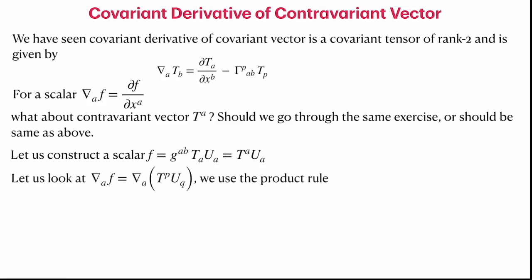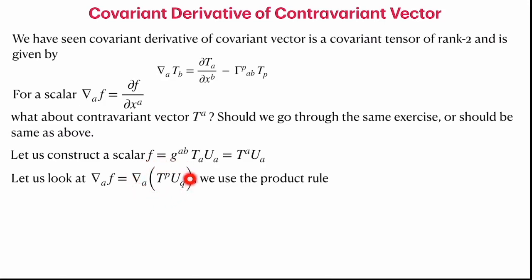Now let's take a differentiation on both sides. On one side you have this differential. The covariant differentiation of a scalar has to be simply a partial differential. Gamma plays no role because the partial differential itself transforms like a covariant vector. So there is no problem here.